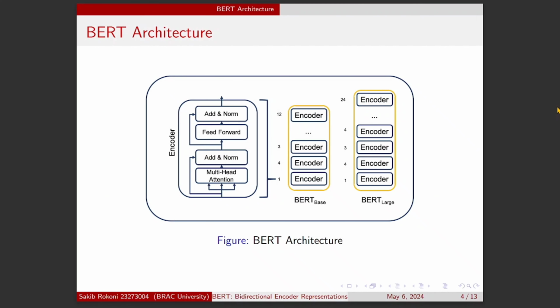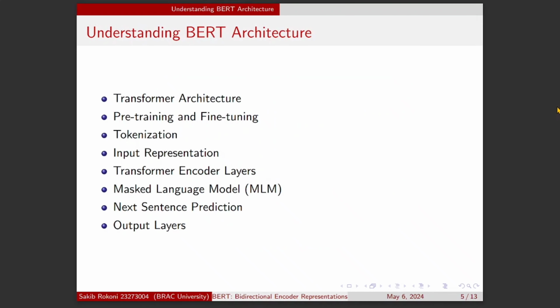Let's see the BERT architecture. This is the basic architecture of BERT. Now let us understand how the BERT architecture works. In the architecture, we can see transformer architecture, pre-training and fine-tuning, tokenization, input representation, transformer encoder layer, masked language model, next sentence prediction, and output layers.